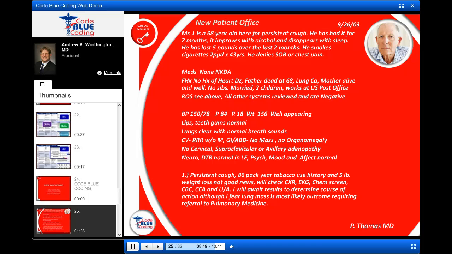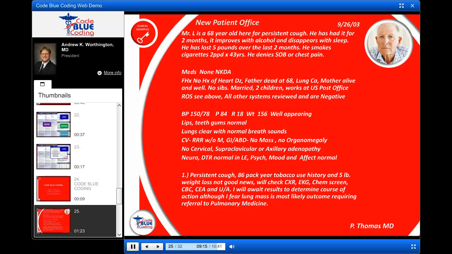Blood pressure 150/78. Pulse 84, respirations are 18, weight 156, well appearing. Lips, teeth, gums normal. Lungs clear with normal breath sounds. Cardiovascular regular rate and rhythm without murmur. GI abdomen, no mass, no organomegaly. No cervical, supraclavicular, or axillary adenopathy. Neuro, deep tendon reflexes normal in lower extremities. Psych, mood and affect normal.